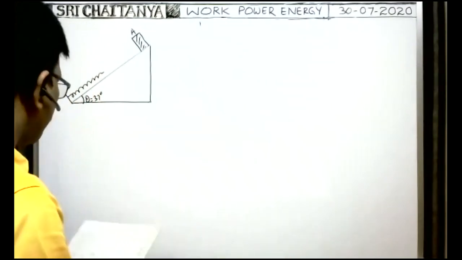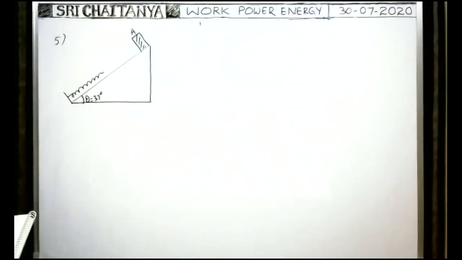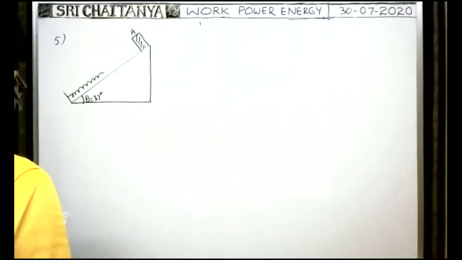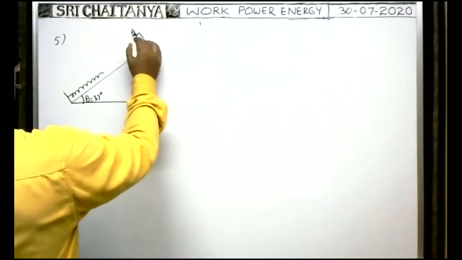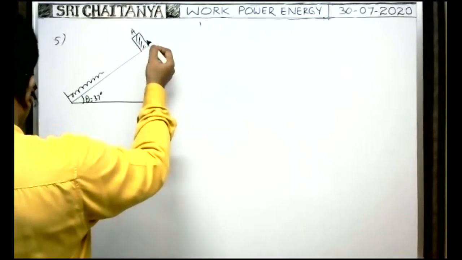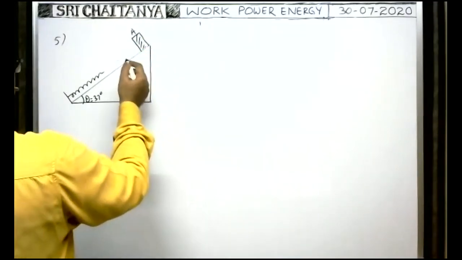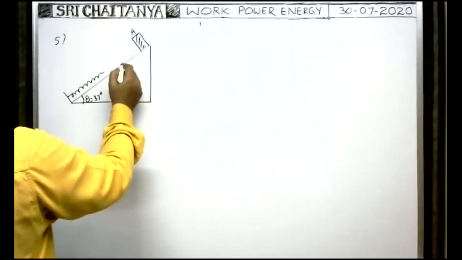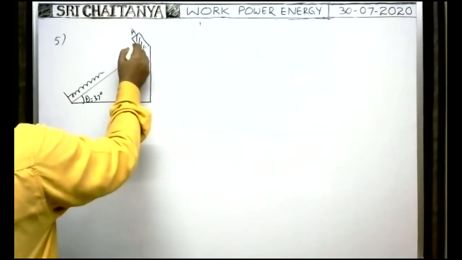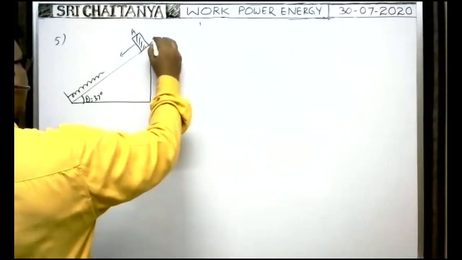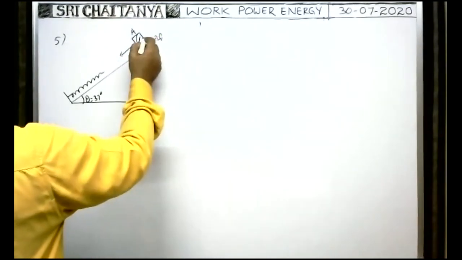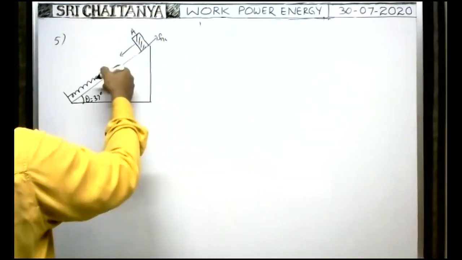Next, you see this problem. Consider the situation as shown below. The block is released from position A and compresses the spring by 20 centimeter. You see, whenever the block is released, friction is also there. While the block is moving downwards, friction acts on the block opposite to its motion, in the upward direction.